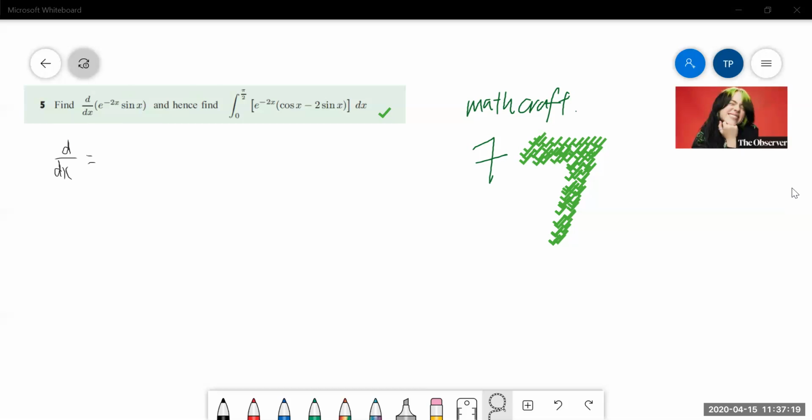So when you differentiate sine x, you get cos x. You differentiate sine x, you get cos x. You are absolutely right.